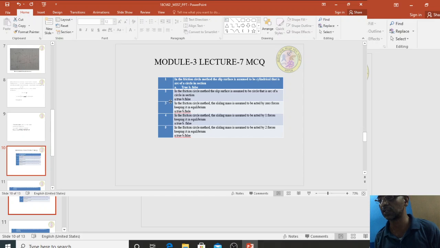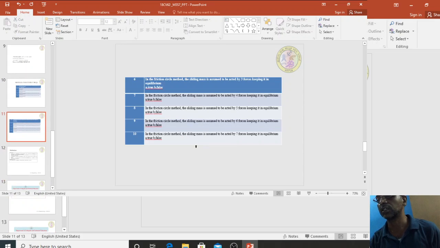In the friction circle method, the sliding mass is assumed to be acted on by two forces: it is acted on by three forces, the W force, the R force, and the Cm into L dash force. Therefore, the answer is false. In a friction circle method, the sliding mass is acted on by three forces. The answer is A, true. In a friction circle method, the sliding mass is assumed to be acted on by four forces, it is false. By five forces, it is false. By six forces, it is false. By seven forces, it is false.